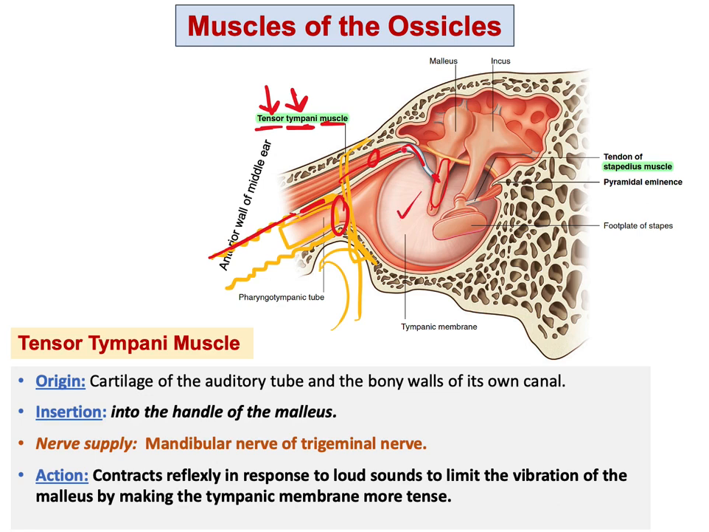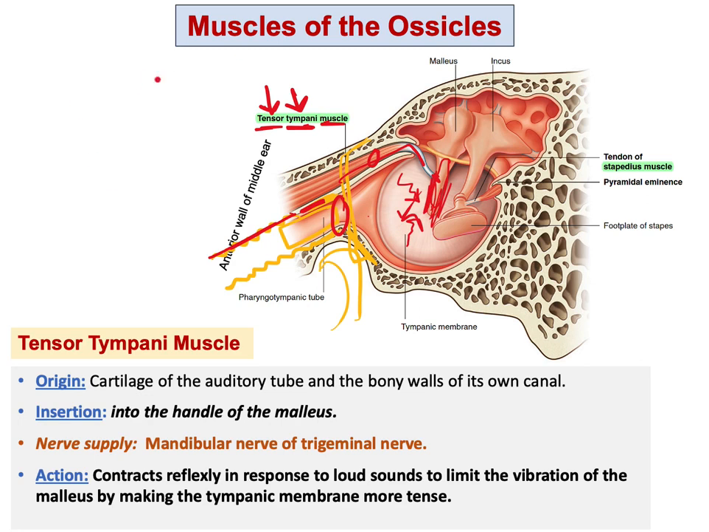By this way, when tensed, it indeed limits the vibration. For example, if there are sound waves, a loud sound and so forth, the tympanic membrane will vibrate strongly, but using this muscle, when it's contracted in that response, it decreases and limits the vibration, right? Because it is attached to the handle of malleus, and the handle of malleus is attached to the tympanic membrane.